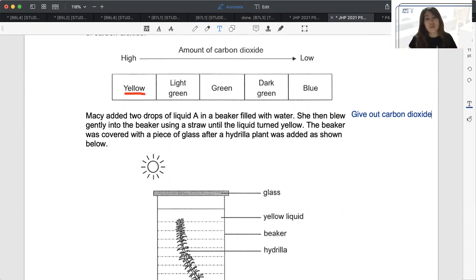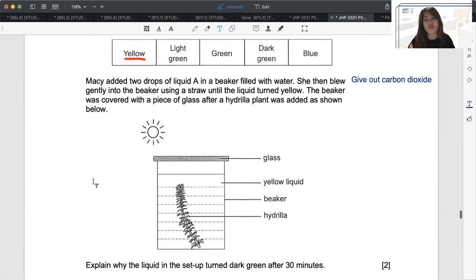So the beaker was covered with a piece of glass after a hydrilla plant was added. So you see a sun here, you see the hydrilla plant. What is the first thing you need to identify? What do you think it is carrying out? Earlier she blew into the beaker, so she provided the water with a lot of carbon dioxide, and all the more there's light. So we know that this hydrilla plant is carrying out photosynthesis. It's making food. So let's read the question for 2 marks.